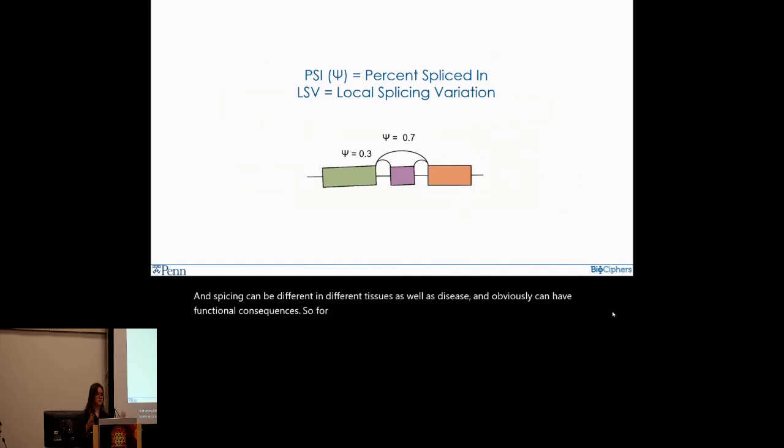So for the discussion of splicing today, I'm going to be talking about local splicing variations as a unit of splicing, which is essentially an exon and is either target or source junctions coming from it. As well as psi, percent spliced in, which is essentially a metric of junction inclusion.